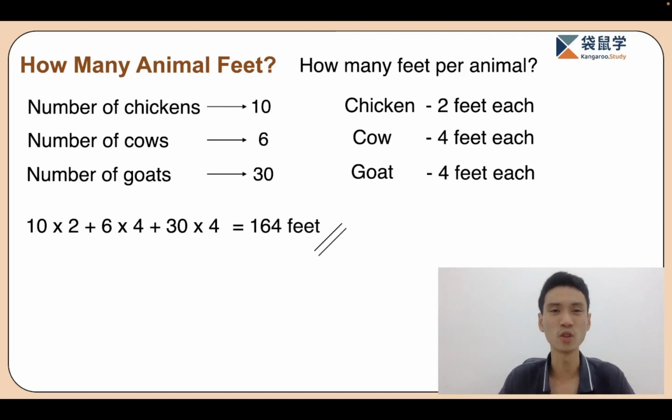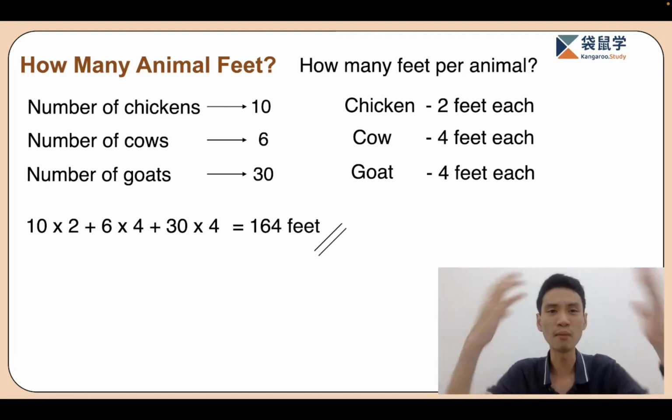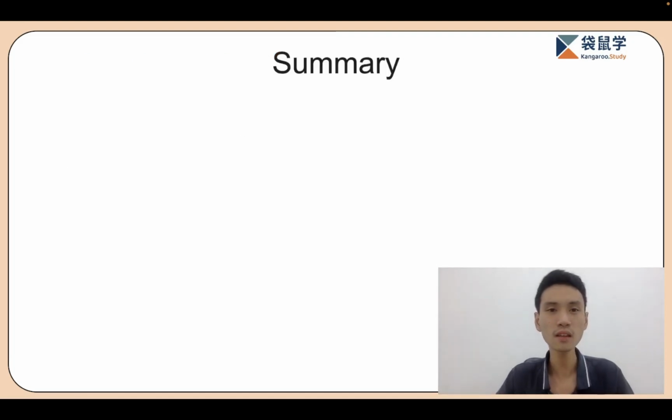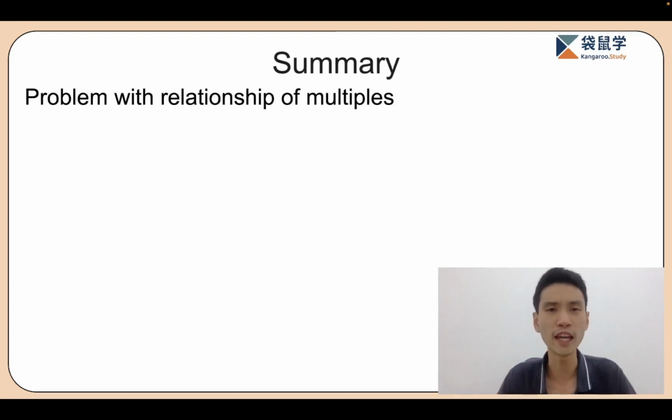Now that we have come to our final answer, let's summarize this question. So, this substitution word problem has a very particular characteristic. And what is that? It is a problem with relationship of multiples. So, do you remember the first step we took to solving this kind of question today?